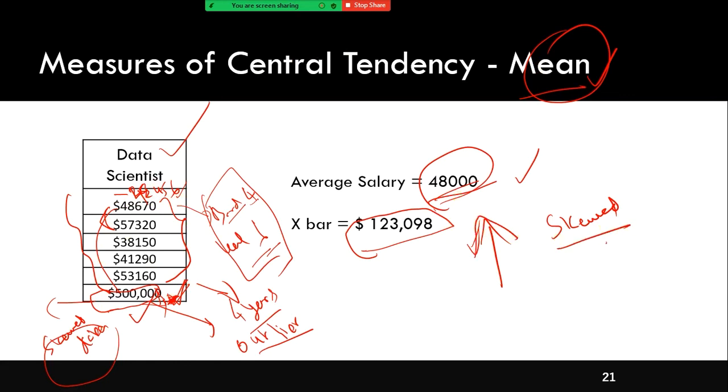So with this, what do we conclude? Aruna, why don't you tell what we conclude? Can I use mean in this case? Let's say HR is telling me very clearly, yes, this is valid data.